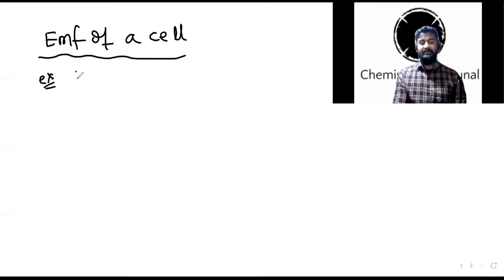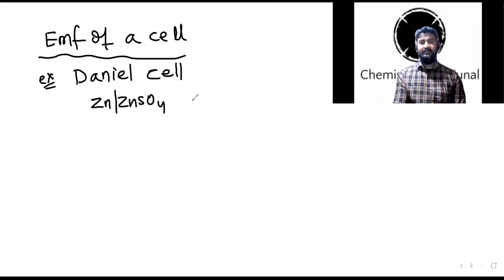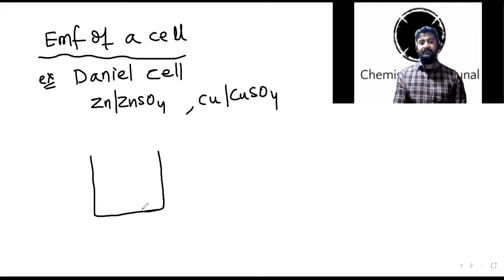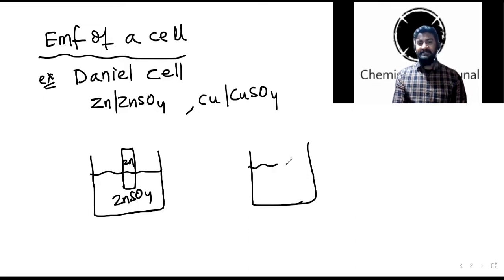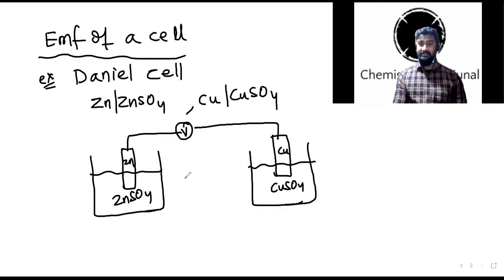Let me take an example of the Daniell cell. What is the Daniell cell? Yes, you're right. Zinc sulfate and copper sulfate. This pair is called the Daniell cell. Suppose on the left hand side I have a container, and on the right hand side I have a container. On the left hand side I put zinc sulfate, a colorless solution in which I have dipped zinc metal, and on the right hand side we have copper sulfate solution where we have dipped a copper rod, the blue solution. Then we connect it with a voltmeter here so that the voltage difference can be measured, right?